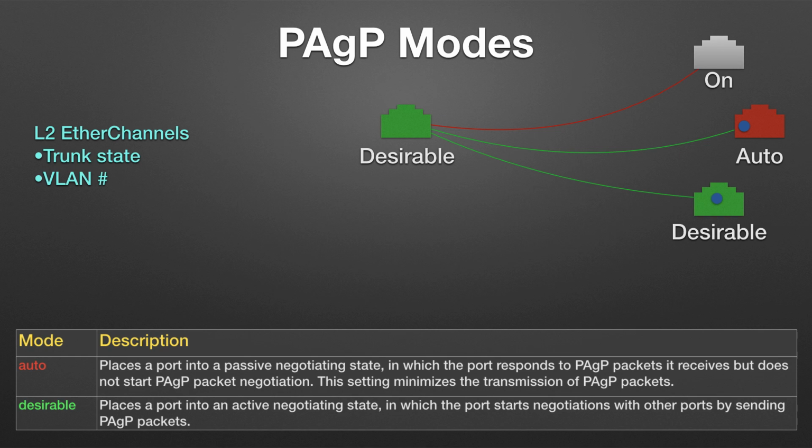For example, a port in the desirable mode can form an EtherChannel with another port that is in the desirable or auto mode. A port in the auto mode can form an EtherChannel with another port in the desirable mode. A port in the auto mode cannot form an EtherChannel with another port that is also in the auto mode because neither port starts PAgP negotiation.